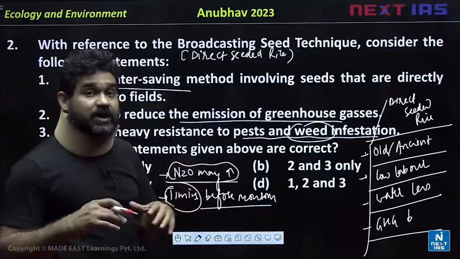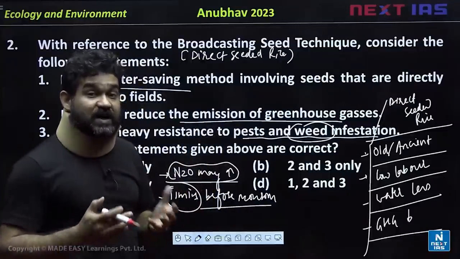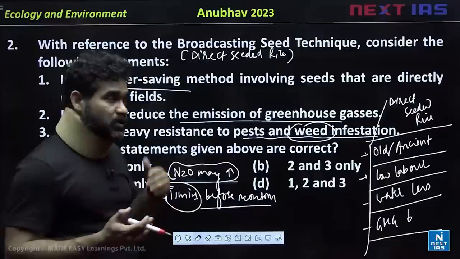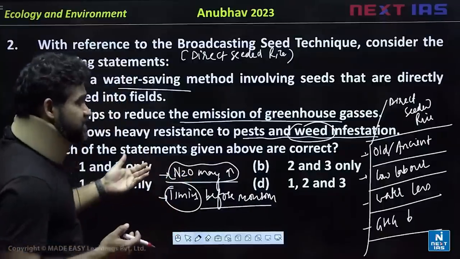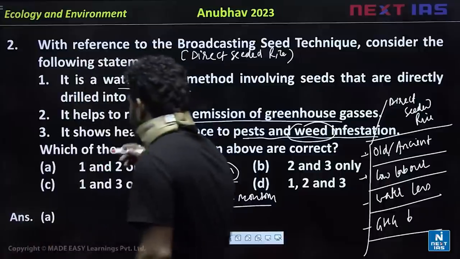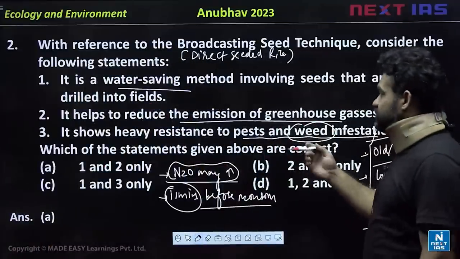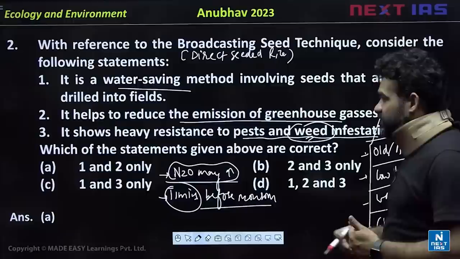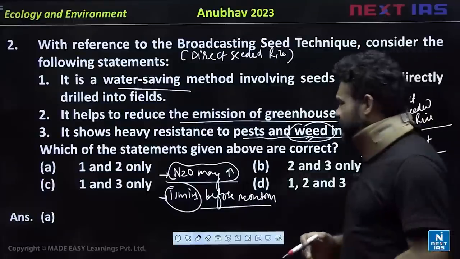But overall, if it is written input cost, then input cost is less, especially the labor cost. Water demand is less. Greenhouse gases emission is less. But one problem comes. One of the biggest limitations, one of the biggest disadvantages of this is that it may have more infestation of weed. So that third point is incorrect.